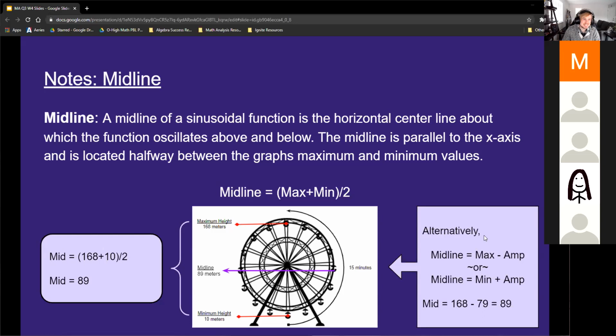I see Lanisha went ahead to slide 4. That one's not going to make any sense to us until we talk about phase shifts. Maybe you can figure out what phase shift means based on it.